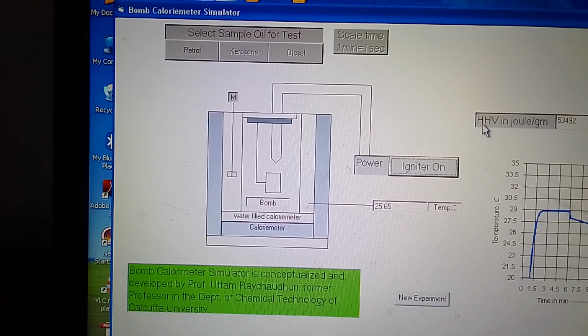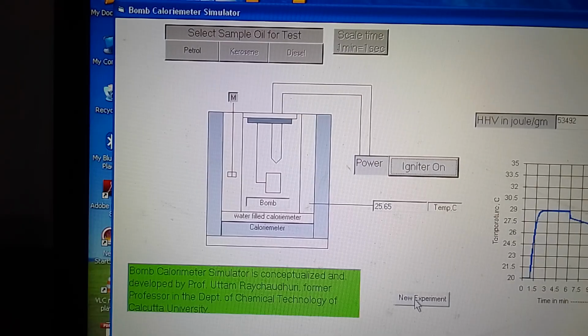There is water inside this bomb, whatever has been converted from the hydrogen of the fuel, and it is completely condensed at this temperature. As a result, the latent heat taken by it is returned, so we get the total heat developed. So it is called the higher heating value or gross heating value. So that is the experiment for petrol.